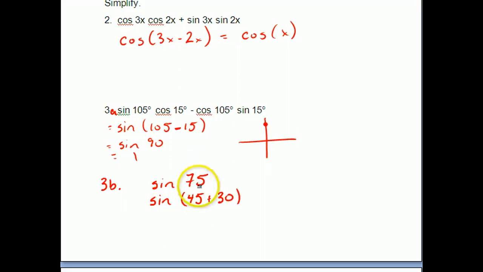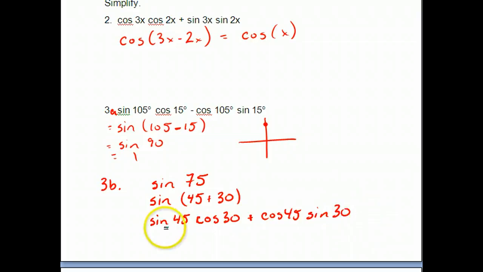I've got 75 in here, 75 in there, and now I can deal with one of my sum formulas. So this is going to equal sine of 45 cos 30 plus cos 45 sine 30. Now I go in and find all my values. So sine 45 is root 2 over 2.